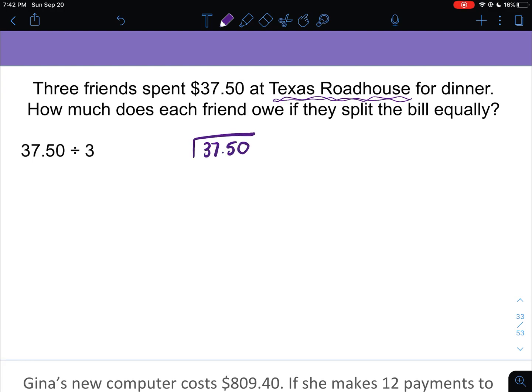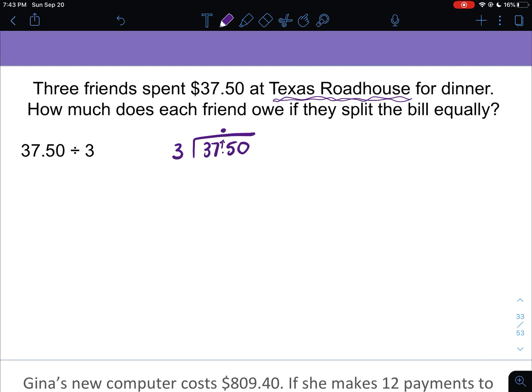So $37.50 divided by 3. On the graphic organizer, you should notice that the first step is to always bring your decimal up first. If you don't do it first, you will probably forget at the end. So I'm just going to take my decimal and pop it up right where it lays in the number and put it right there in the quotient.